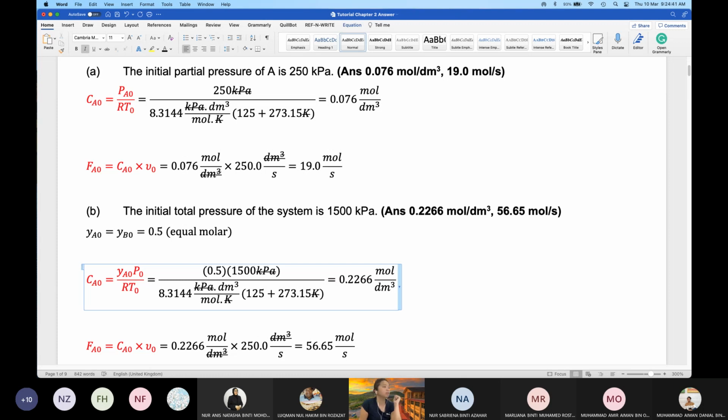Okay, so I'm done for question 1. I will give you about 1 to 2 minutes. I will give you 2 minutes to try to solve this by yourself. If you have a pen or paper with you, I will come back in 2 minutes' time.